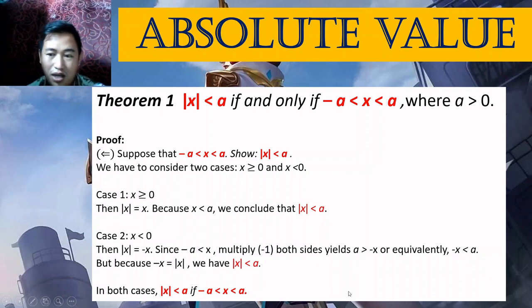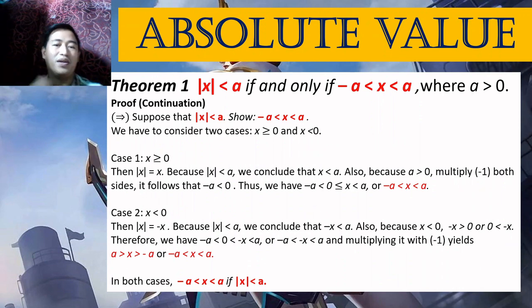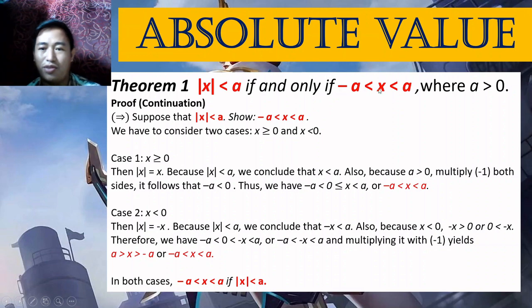Okay. That negative x, class, is equal to the absolute value of x, right? In this part. So, we just replace negative x with the absolute value of x. The absolute value of x is less than A. So, we have shown what we needed to show. So, in both cases, the absolute value of x is less than A if negative A is less than x less than A. Okay.